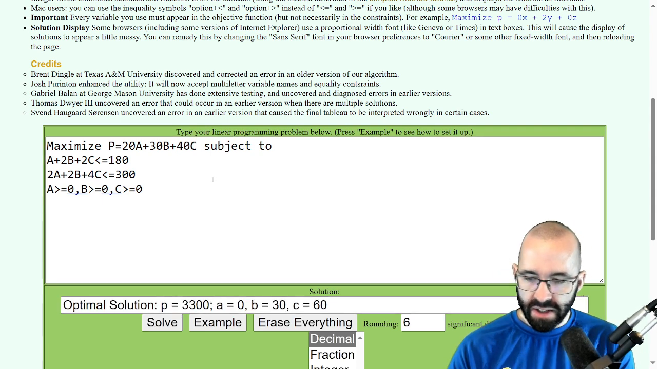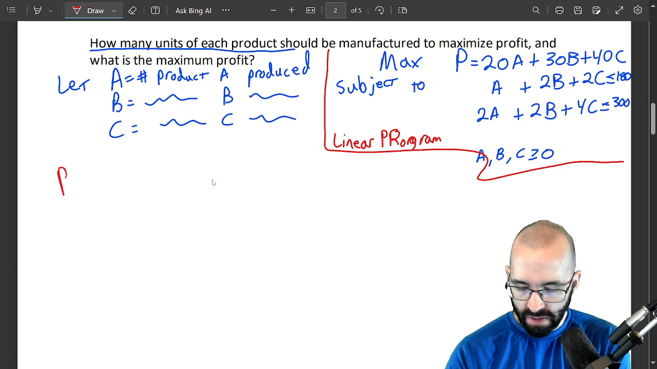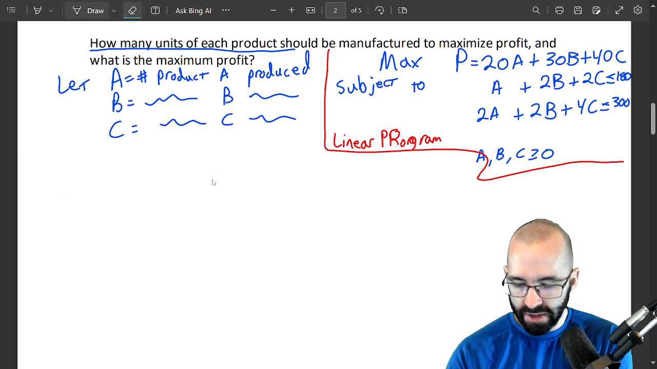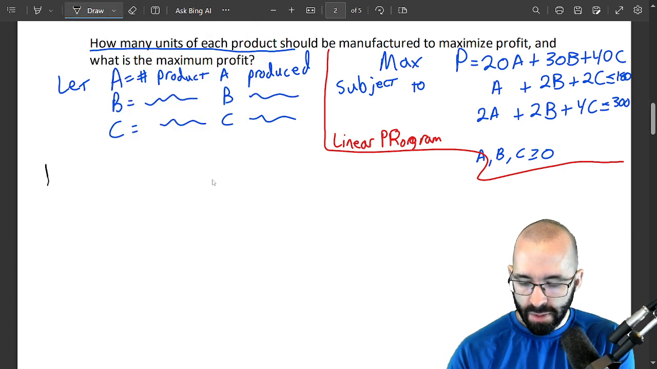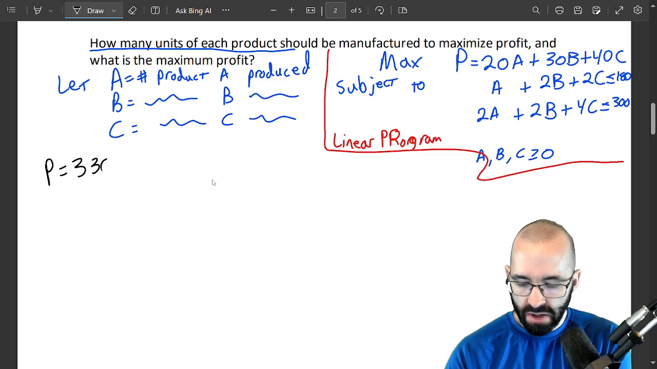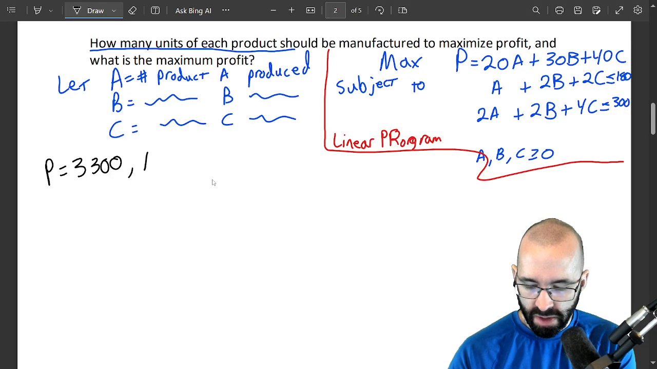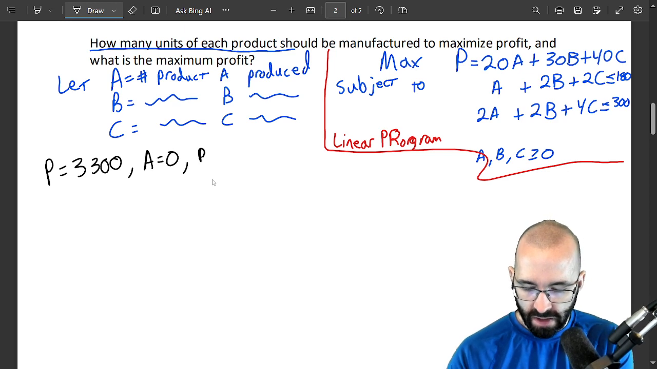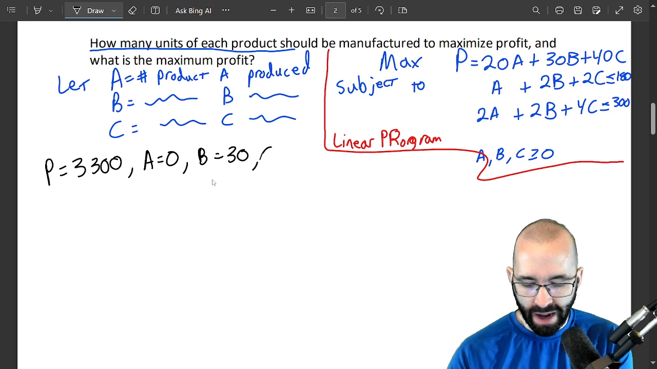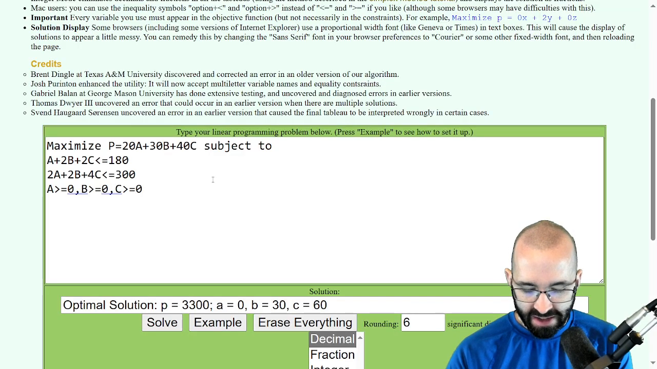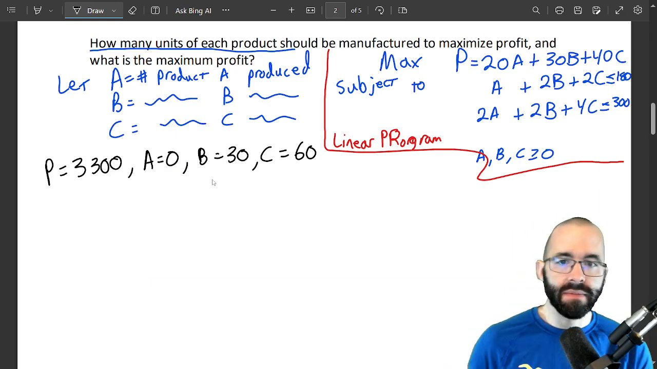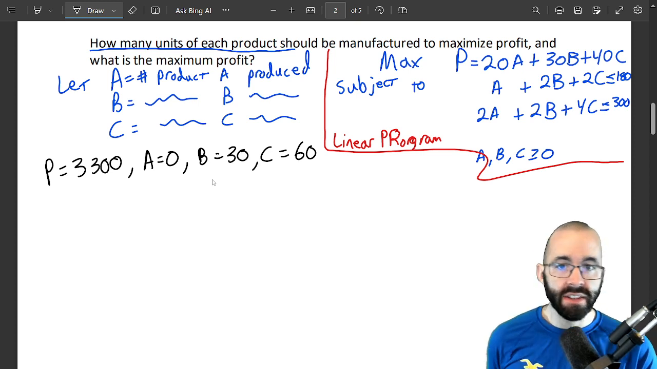Let's solve and see what we got. The optimal profit is 3,300. Oh, I'm going to try to be consistent with my colors. Optimal profit is 3,300. A is 0. Oh, rip. B is 30. That's the first time I've ever said rip in a math video. And C is 60. Okay, so that tells us everything we need to know.